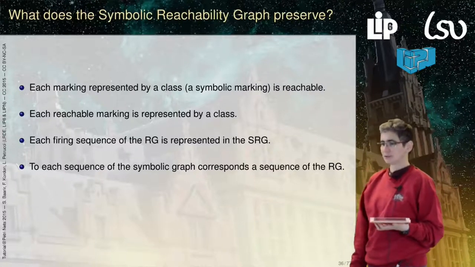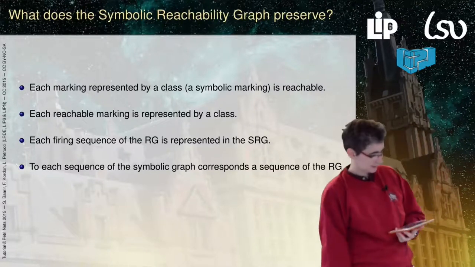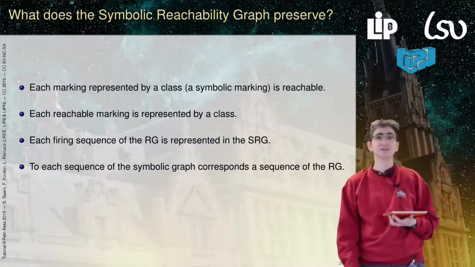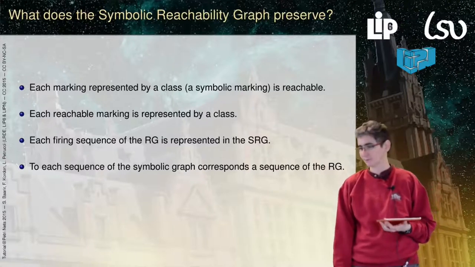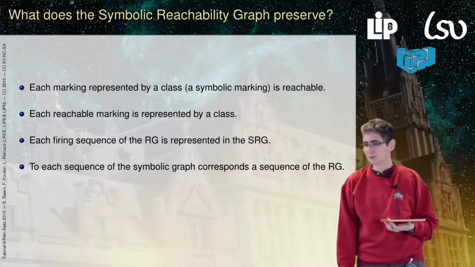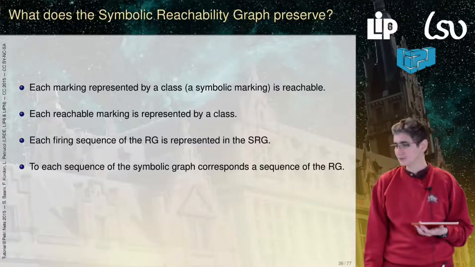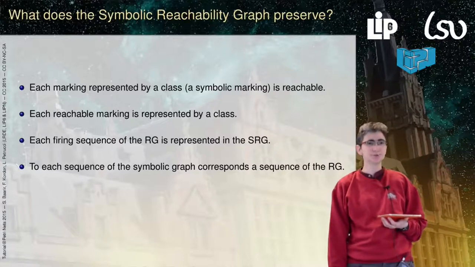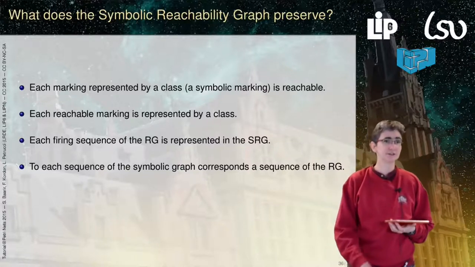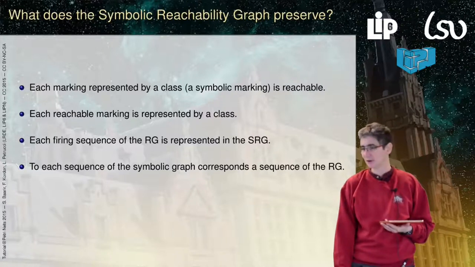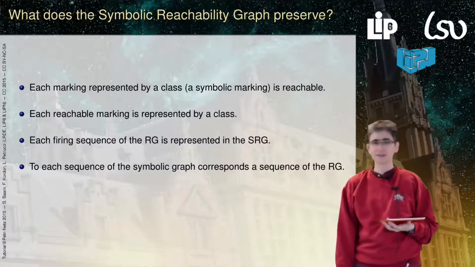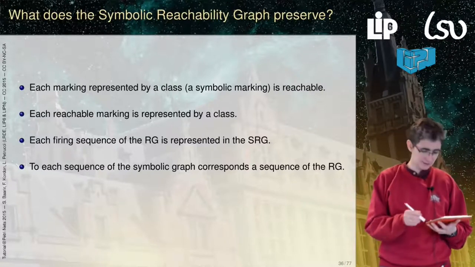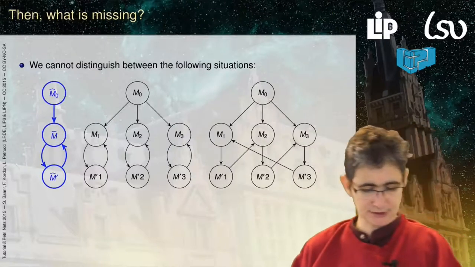So what does the symbolic reachability graph preserve? Each reachable marking is represented by a class, so it's a symbolic marking that is reachable. Each firing sequence of the reachability graph is represented by firings in the symbolic reachability graph. And each sequence in the symbolic reachability graph corresponds to a sequence in the reachability graph. So these are very nice properties.